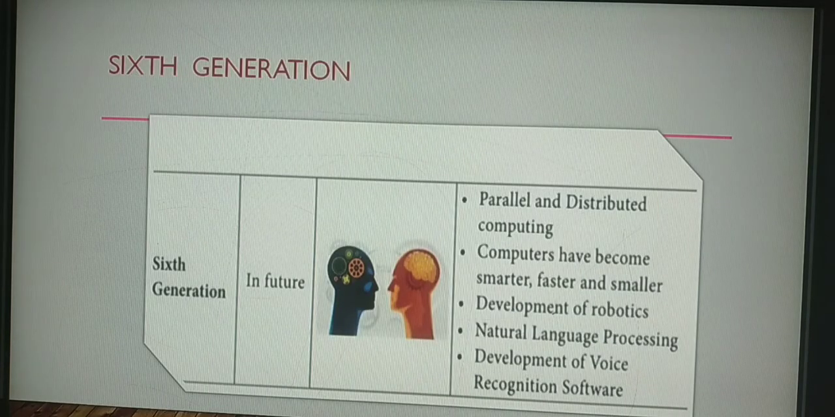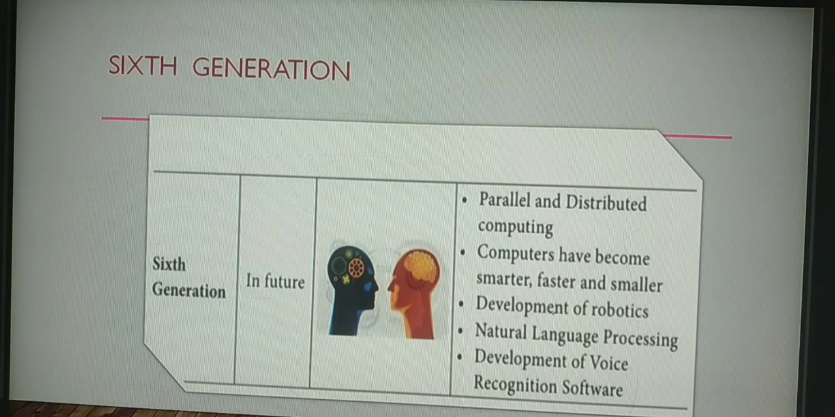It is your 6th generation. The question is, write the characteristics of 6th generation. You have to write just the 5 points, just the characteristics only. No need to write the remaining. Just write the 5 points that are given.